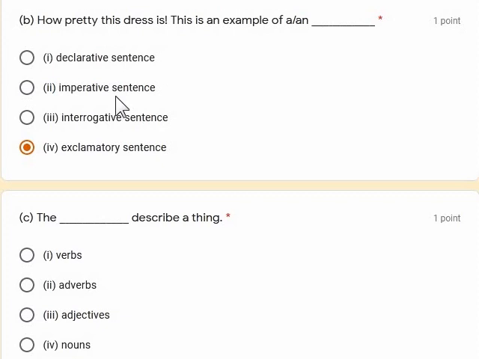Now it is not an imperative sentence as well. Why? Because in an imperative sentence we either command, request, suggest or advise. There is nothing as such, and at the end we also use a full stop, but here there is no full stop used. Now it is not an interrogative sentence, which is very easy to find. Why so? Because at the end there is no question mark and it is not even asking any kind of question. So the correct answer is option number 4, exclamatory sentence.